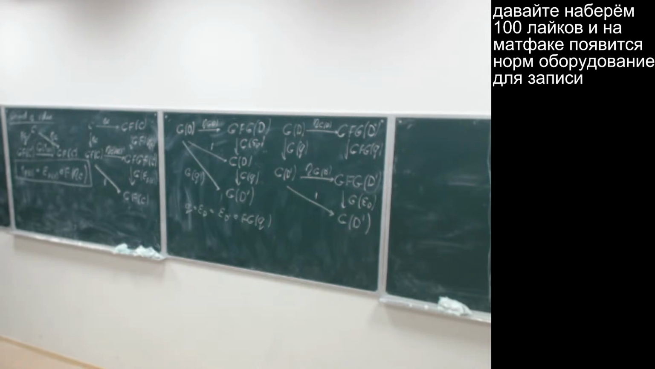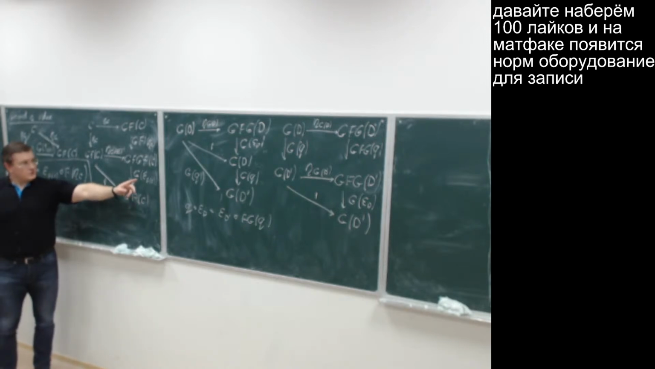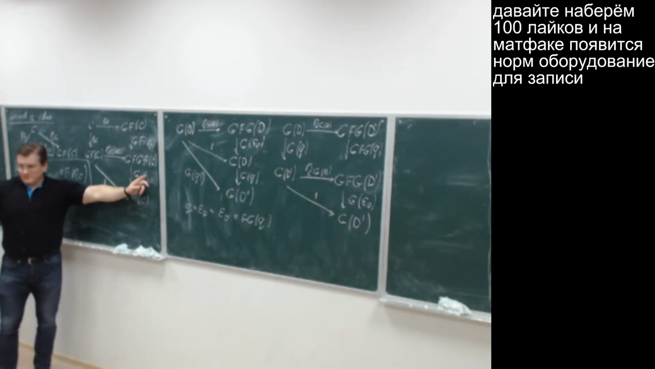How did we get the last triangle? This is the same triangle that was in the very beginning, right? Where we defined epsilon. But now this is a triangle where D is equal to F of C.